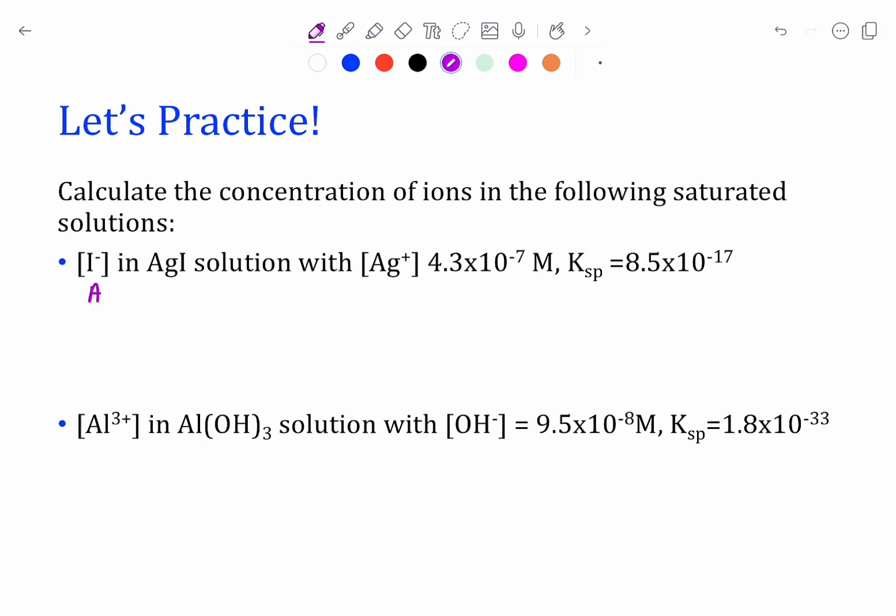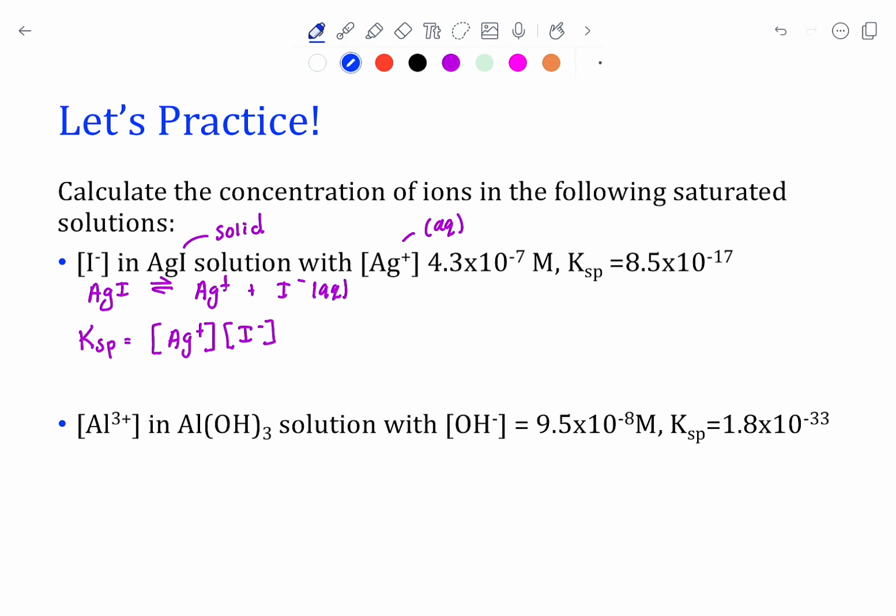So we have AgI in equilibrium with Ag+ and I−, meaning our KSP expression is going to be equal to [Ag+][I−]. Since we know this is a dissolution, we know that the AgI as itself is a solid and that these are aqueous, so you can write that in your reaction as well. Now that we have our KSP expression, we can plug in our values.